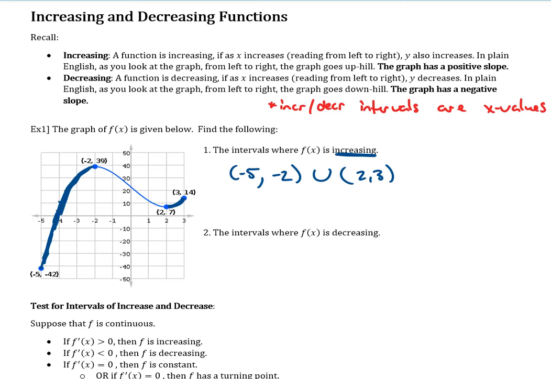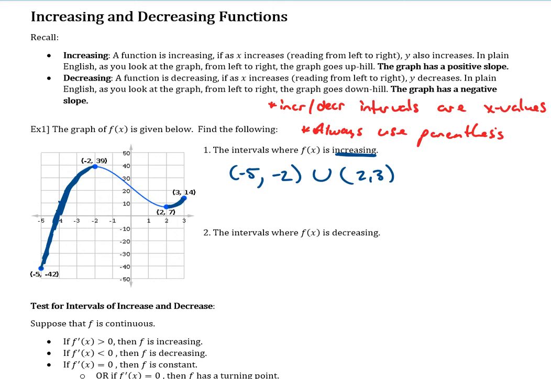Another thing about these increasing, decreasing intervals: they are x values, and they are also always used with parentheses. So always use parentheses only. Okay, so even though you might say, hey, isn't that a solid dot? Shouldn't I use a bracket?